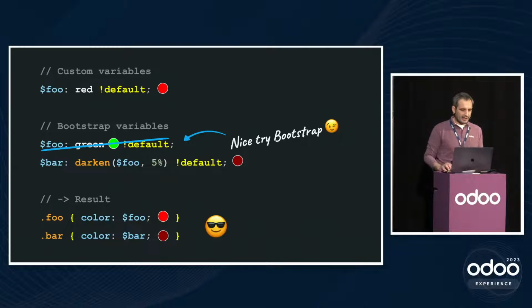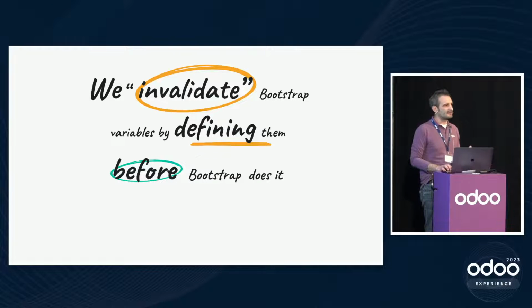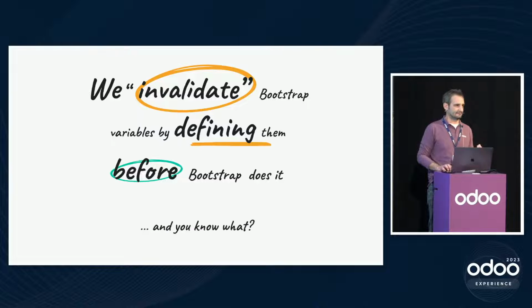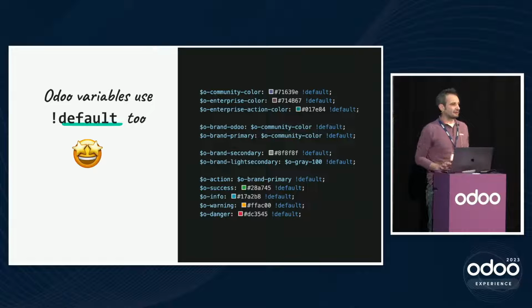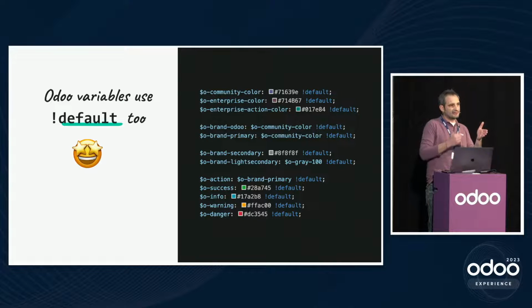In this way, we hacked the system, let's say, overriding only the variables that we need to change, and we kept all the logic of Bootstrap intact. Basically, we invalidate Bootstrap variables by defining them before Bootstrap does it. And you know what? Odoo variables use default too. It means that when we override Bootstrap to get the Odoo design, we use default, and you can use default in your custom variables to overwrite what Odoo does.